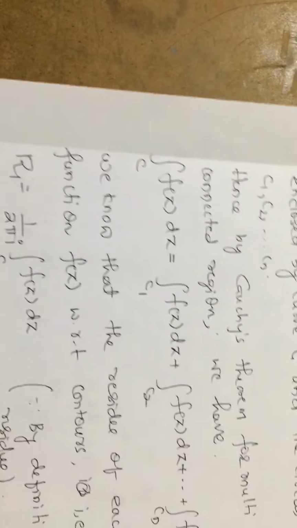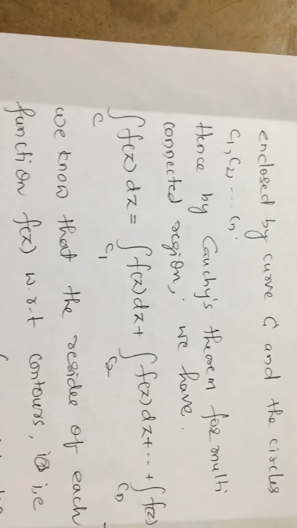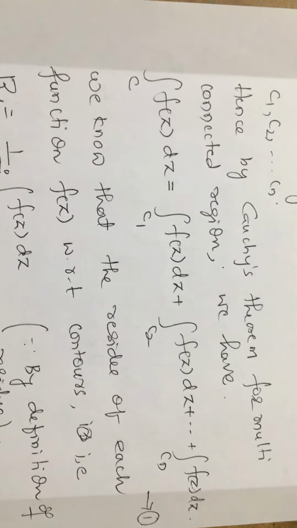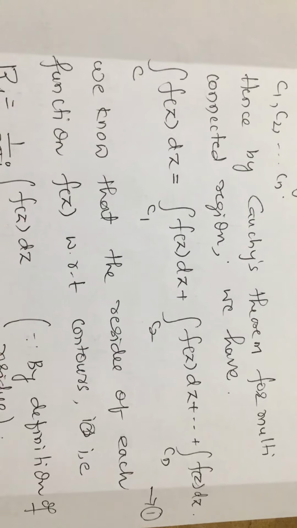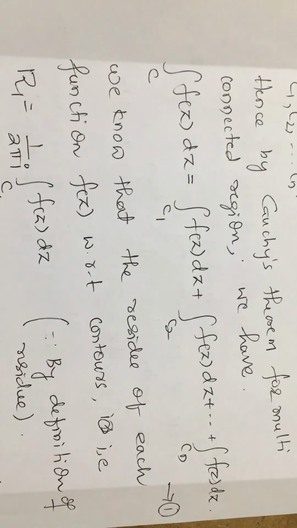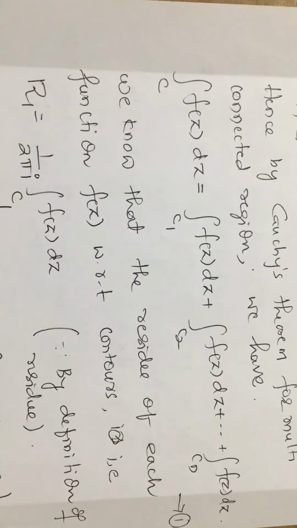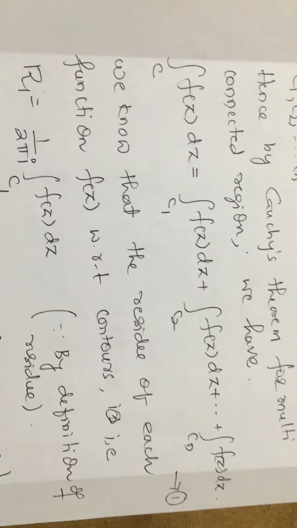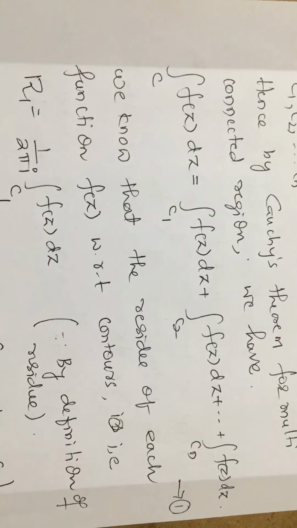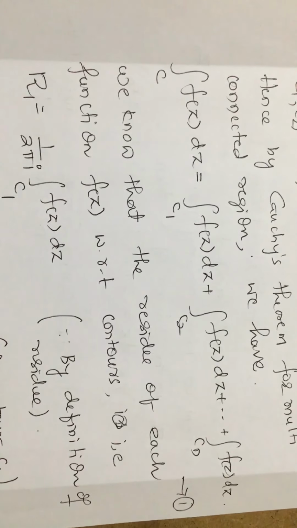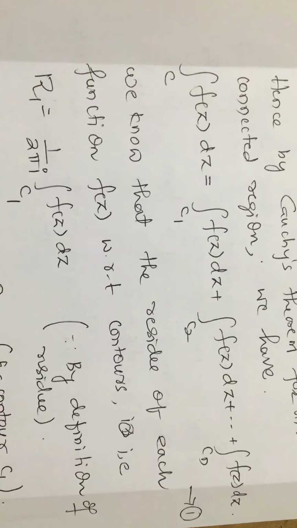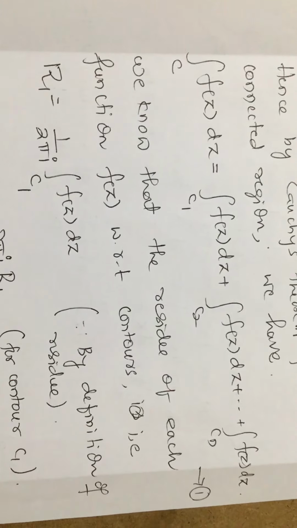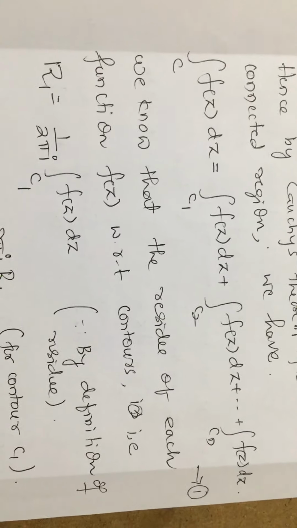Now, by using the Cauchy's integral theorem for a multiply connected region, we have the contour integral of f(z) dz equal to the contour integral over C1 of f(z) dz, plus the contour integral of f(z) dz over C2, and so on, up to the contour integral of f(z) dz over Cn.